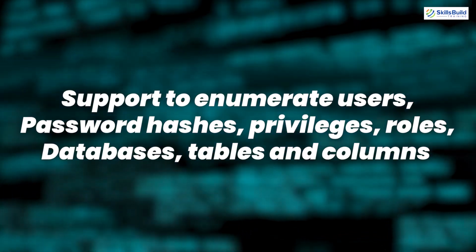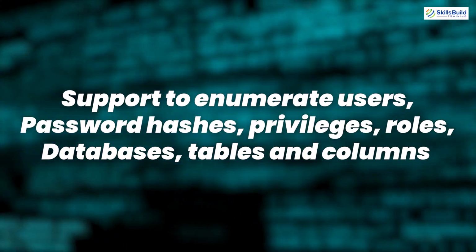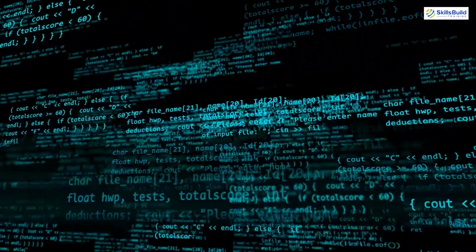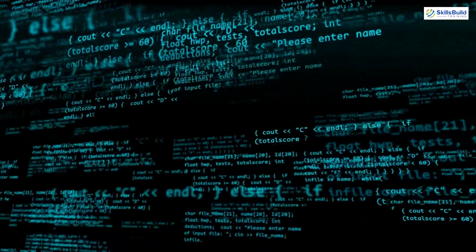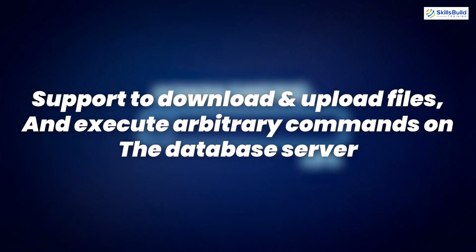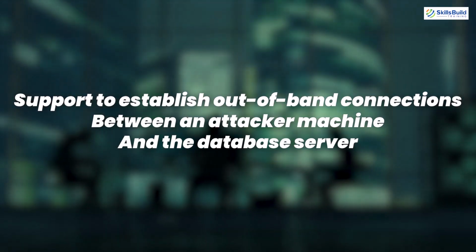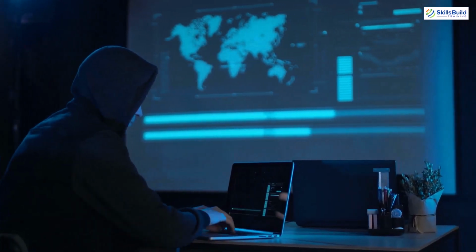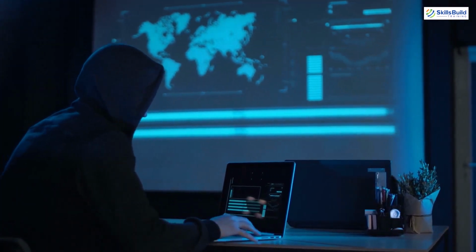It also provides support to enumerate users, password hashes, privileges, roles, databases, tables, and columns. Enumeration gathers additional information from the database in order to exploit it and hopefully reveal all the information I just mentioned before. It also provides support to download and upload files and execute arbitrary commands on the database server. It provides support to establish out-of-band connections between an attacker machine and the database server, which is a more advanced technique that makes connections from the database server to your own remote server in order to retrieve results or execute different commands.